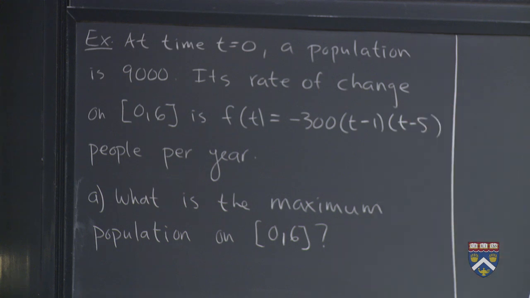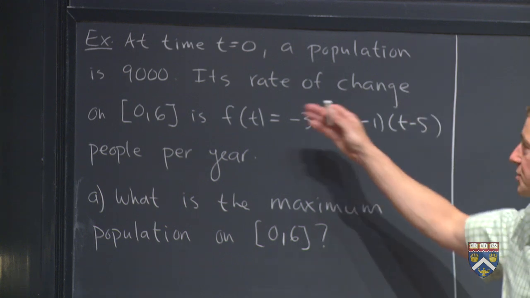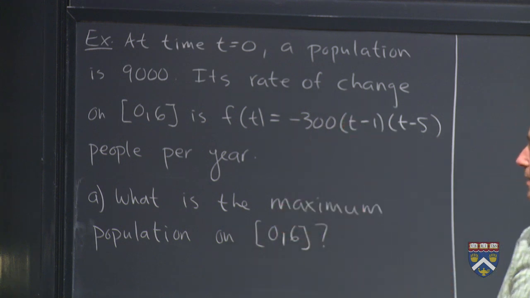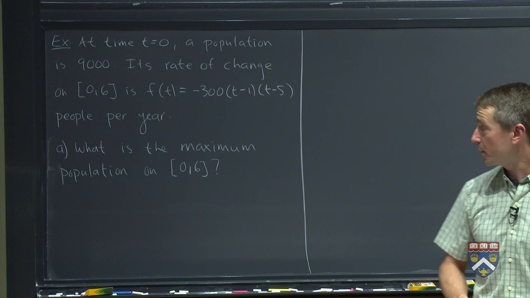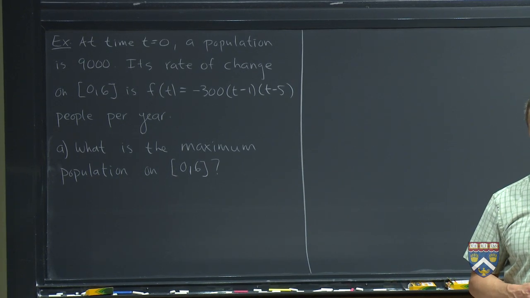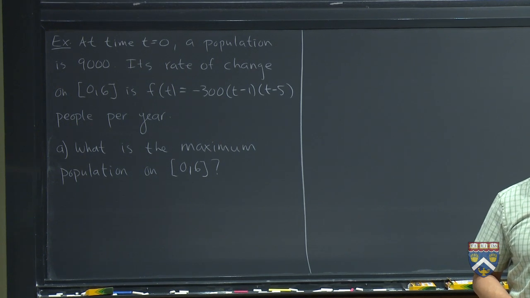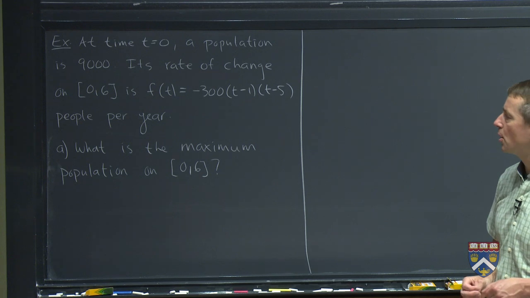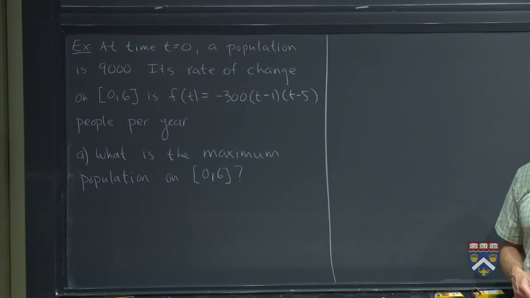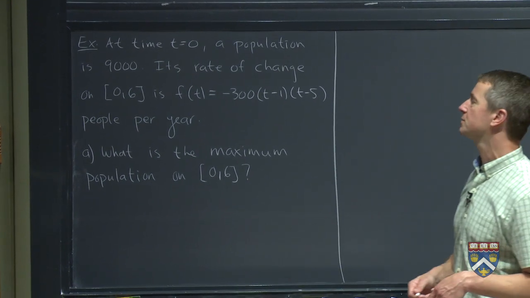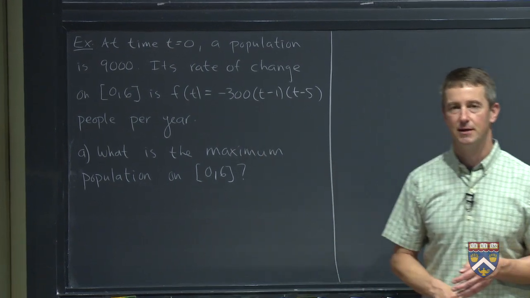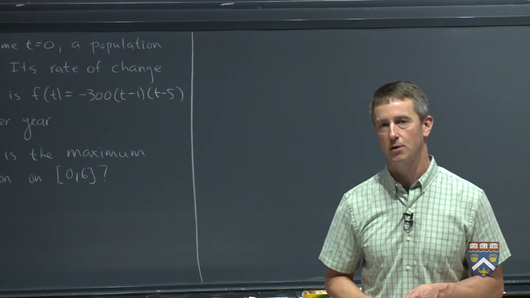At a time t equals 0, the population of some region is 9,000. And we know its rate of change over the next 6 years is given by this function, that many people per year. And the question is, what is the maximum population on this interval from 0 to 6? We've done a lot of problems this year where we have found the maximum of something. And in all of those cases, what was the first step? The very first thing we did was we took the derivative. So is that what we should do here? Should we take the derivative of this function and look for its critical points where it's 0 or undefined?